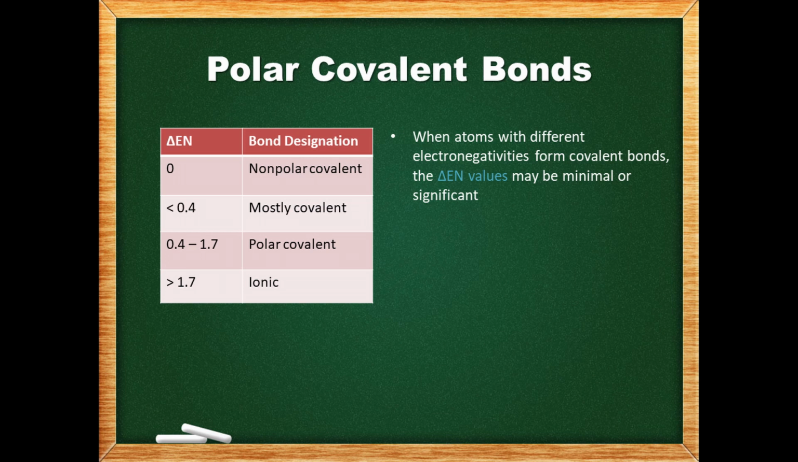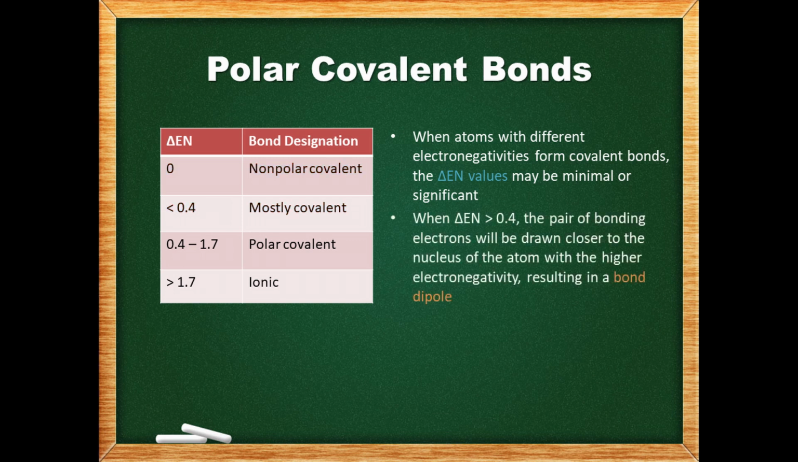When atoms with different electronegativities form covalent bonds, the difference in their electronegativities may be minimal or significant. If delta En is less than 0.4, the bonding electrons between the two atoms spend no more of their time nearer one nucleus than the other, and the bond is designated as being mostly covalent. We might also say that the bond has very little ionic character.